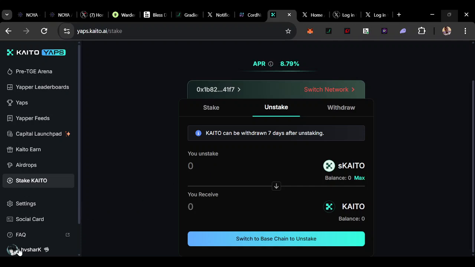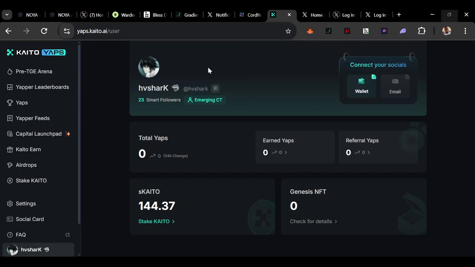So now the last thing I want to show you before I give you the tips in this video is your profile. Click on your profile, and then you're going to see the amounts. As I can see here, I have not earned any Yap, but I have some smart followers. I have 23 smart followers, and I have staked some Kaitos too. I have about 144 Kaitos staked. There's no particular advantage of staking actually, but I just chose to do that just in case they have rewards for stakers. Yes, they have rewards for stakers. Staking does not really affect your yapping, but staking can give you rewards for stakers.